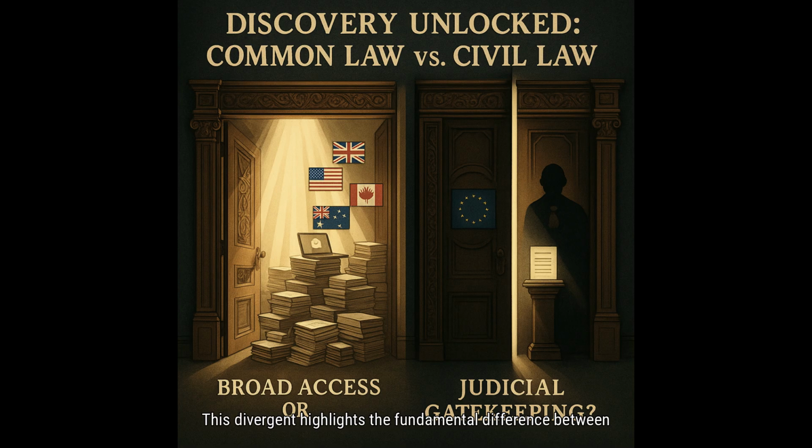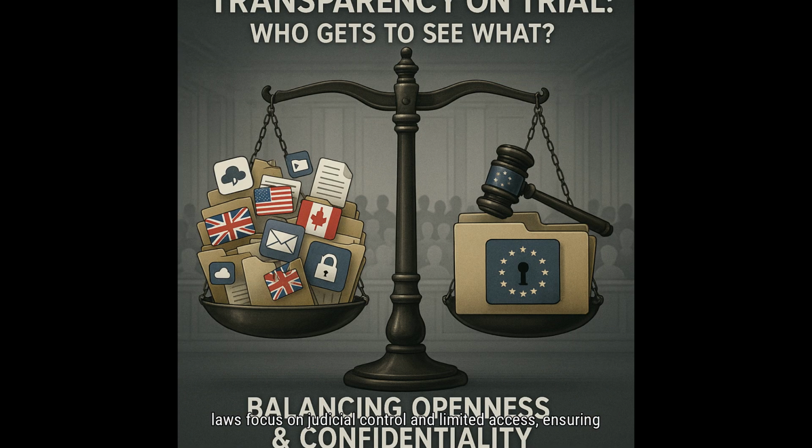This divergence highlights the fundamental difference between common law's emphasis on open, party-driven discovery and civil law's focus on judicial control and limited access, ensuring that only the most relevant and necessary materials are brought forward in court. Ultimately, the right to inspect plays a pivotal role in ensuring that justice is not only done, but seen to be done, balancing transparency with the protection of confidential or privileged information.